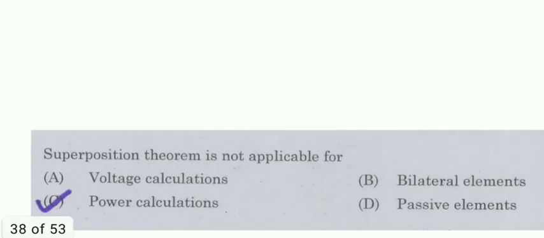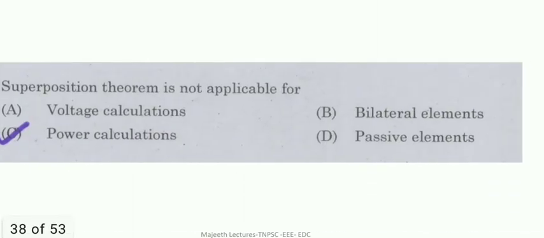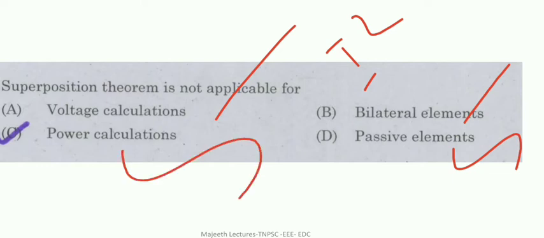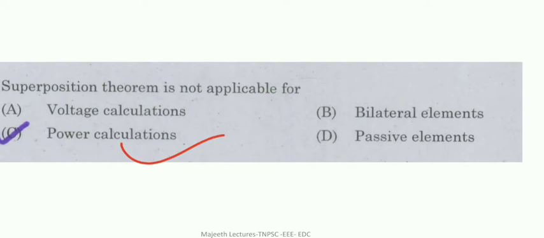Next one, where is the superposition theorem applicable? We know that the superposition theorem can be used for passive elements, linear bilateral elements, and voltage calculation we can make, but it is not useful for power calculation. Why? Power is a square term, and the superposition theorem is not applicable to square systems because square is a non-linear function. So the correct answer is power calculation. We cannot calculate power by using the superposition theorem. So option C is the right answer.